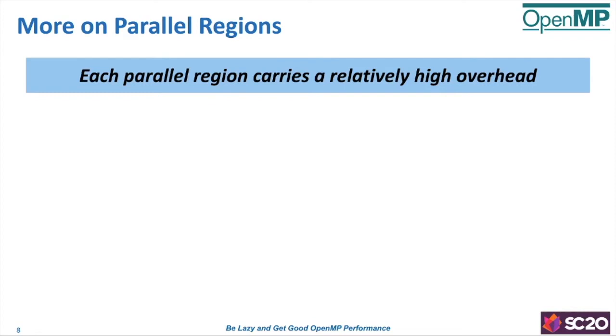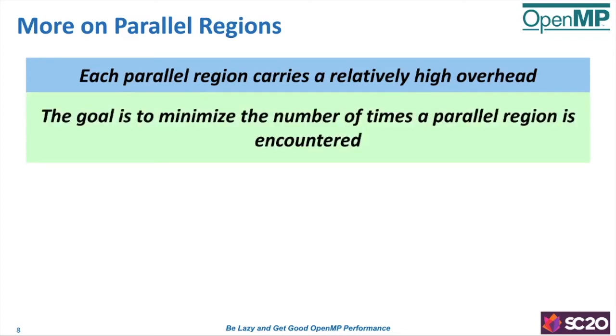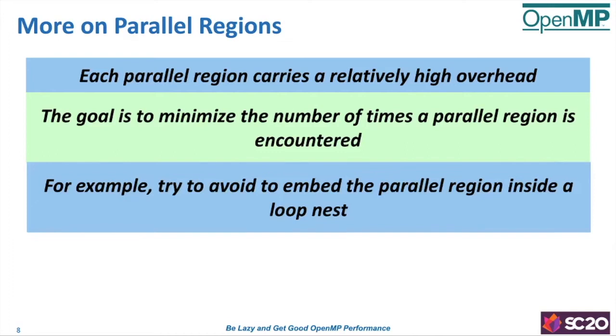A little bit more about parallel regions. As I already said several times, a parallel region carries a relatively high overhead. And the goal is to minimize the number of times a parallel region is encountered. Why do I say that? I see too many nested loops where deep inside the loop nest you'll find a parallel region, maybe a parallel for, or parallel do in case of Fortran.